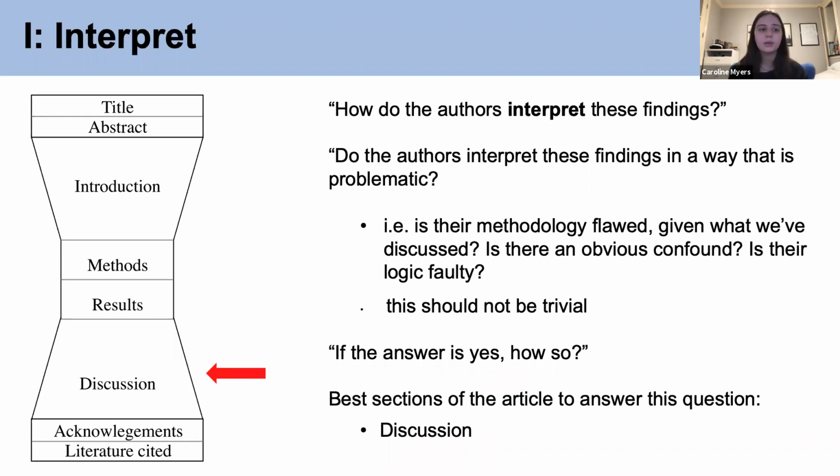The best place to find this is generally going to be in the discussion, because that's the point of the discussion, right? The authors are closing that circle, relating what they actually found in their study to what other people have found and to the existing theory that they might be testing or looking at.